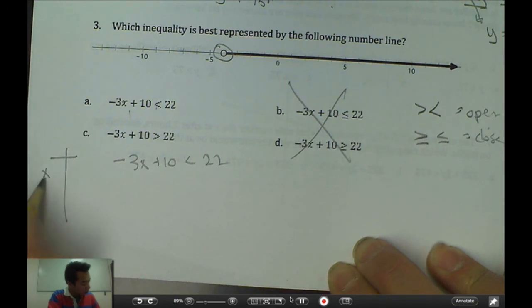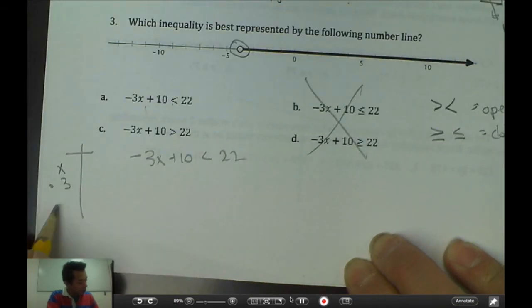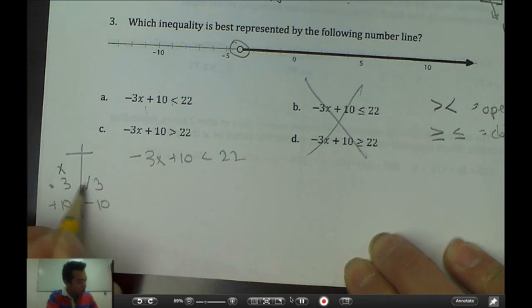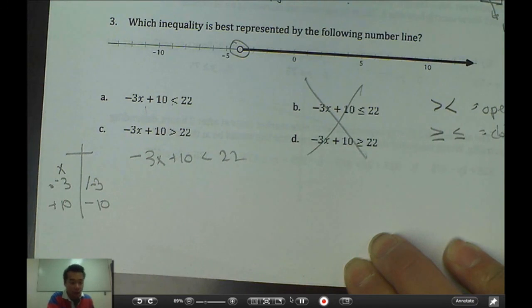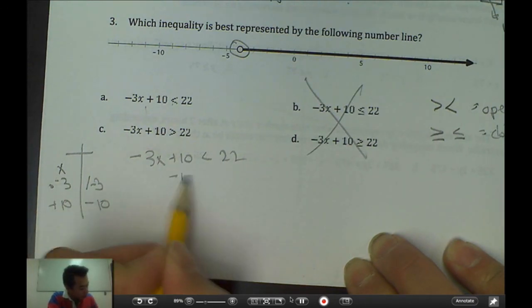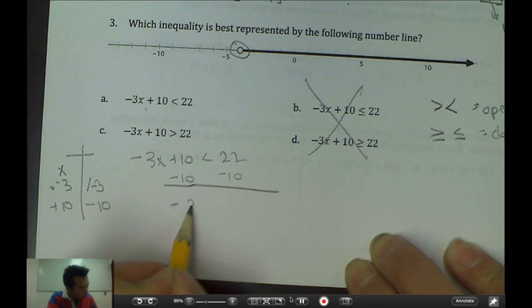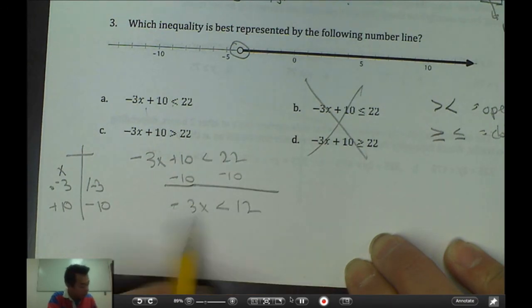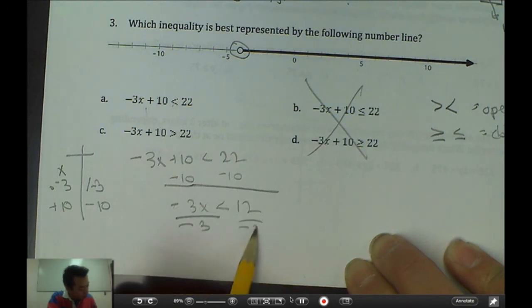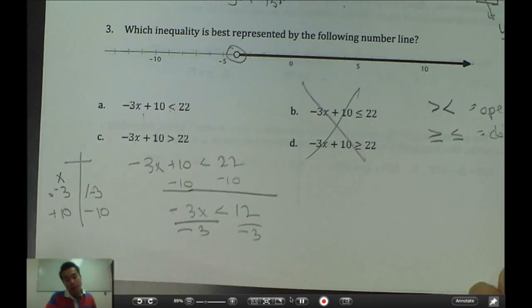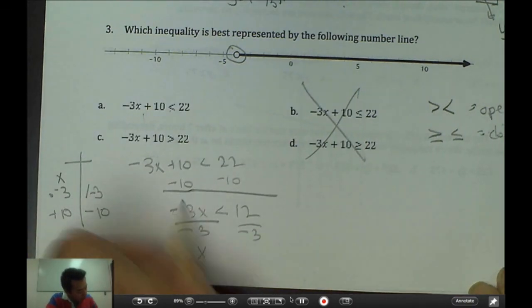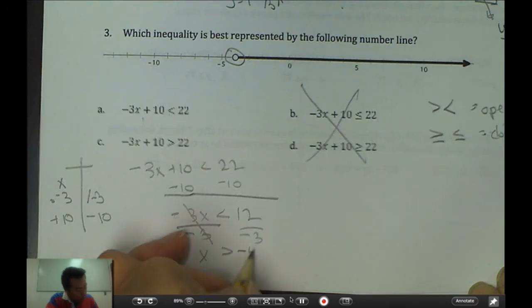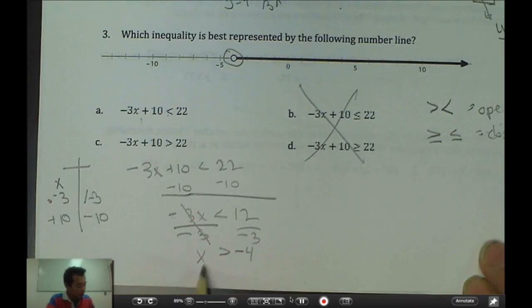Okay, here's x multiplied by negative 3, plus 10. So the first thing I do to both sides is minus 10 and divide by negative 3. Sorry, drop that negative sign right there. So then subtract 10, I get negative 3x is less than 12. I divide both sides by negative 3. And the mirror rule says that when you multiply or divide by a negative number, you have to flip the inequality sign. So x is greater than negative 4.